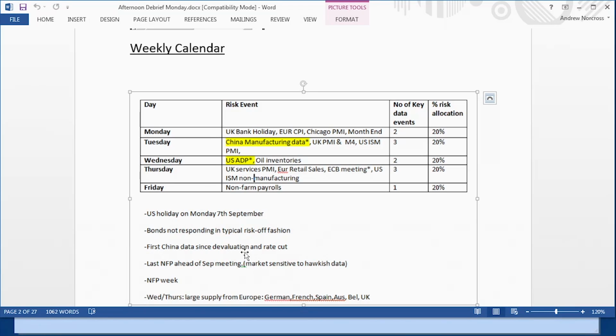It's the last NFP ahead of the September meeting. Don't forget, good US data will make the bonds go more aggressively down, whereas bad data, for instance ISM today, what did the T-notes do? Blipped up, sold off. So again, another piece of US data where the market blips up and gets sold into in the bond markets. And then it's NFP week, and then the last thing, Wednesday and Thursday, we have very large bond supply out of Europe. Let's turn our attention to that.